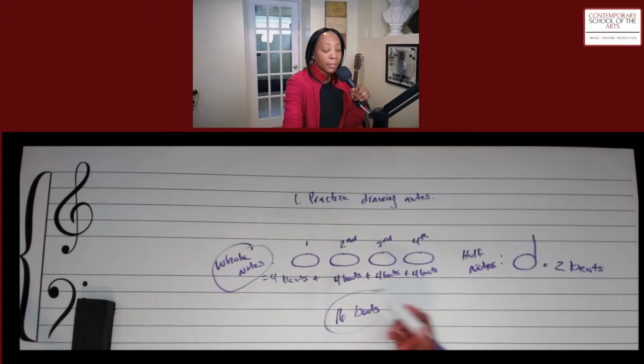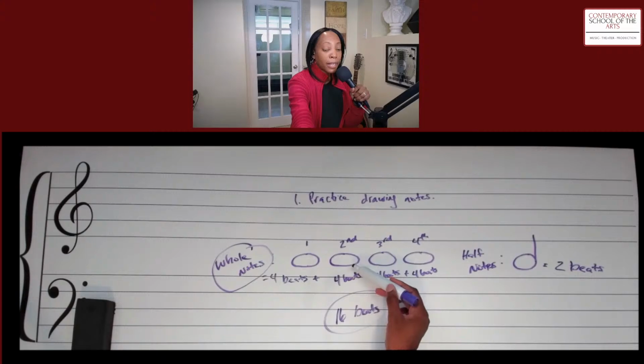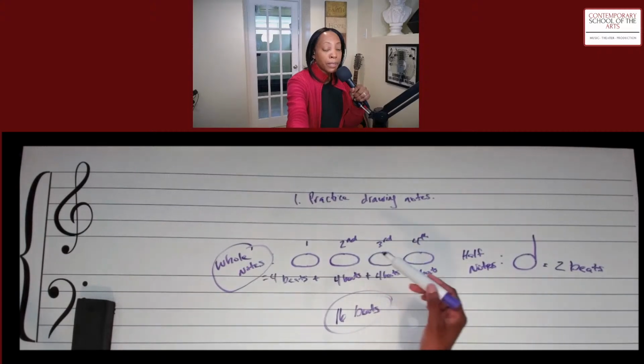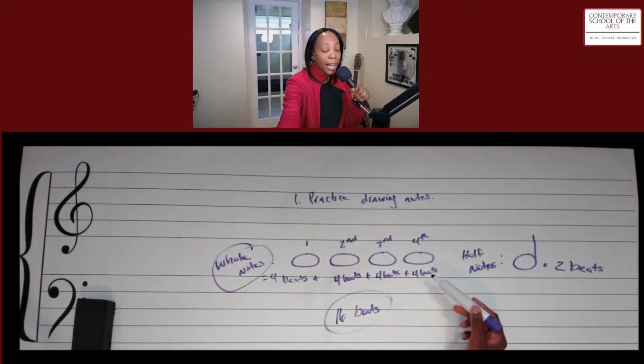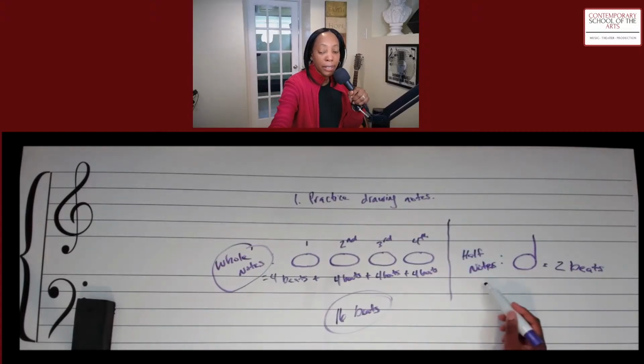If I have one whole note, that's 4 beats. If I have a second whole note, that's another 4 beats. A third whole note, another 4 beats. And a fourth whole note, another 4 beats. Then if I put a line there and go to my half notes, I only have one half note here, so it's only 2 beats.